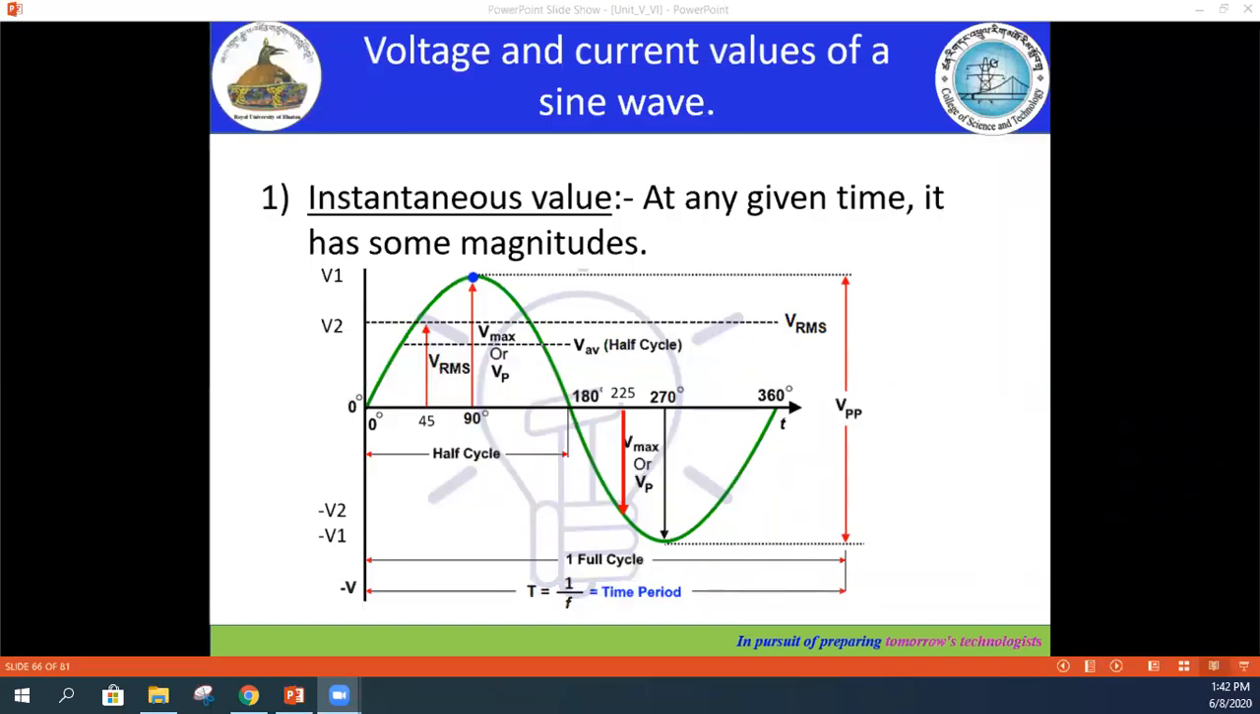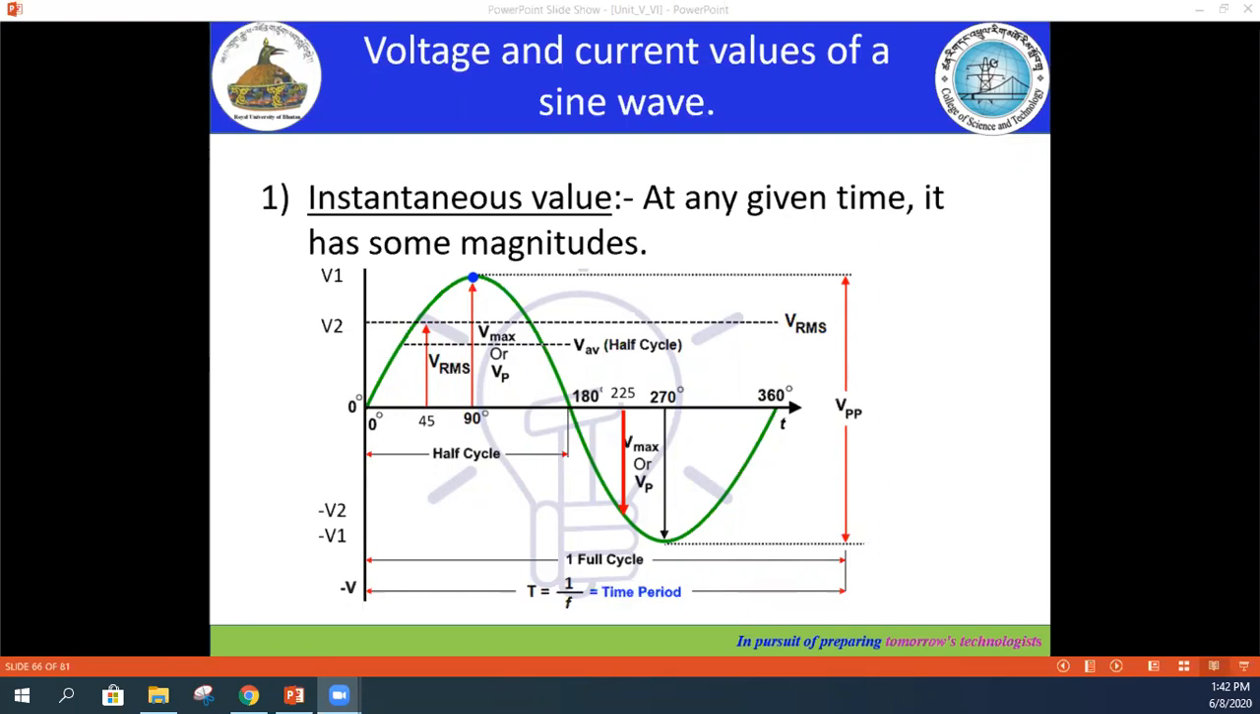Okay, in this video, we are going to discuss the voltage and the current values of the sine wave or the AC signal. Now, in regards to the AC signal, we have different terminologies. The first one is instantaneous values.